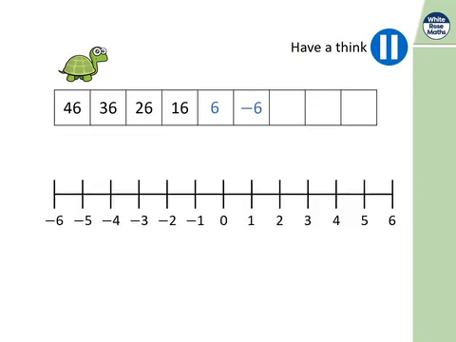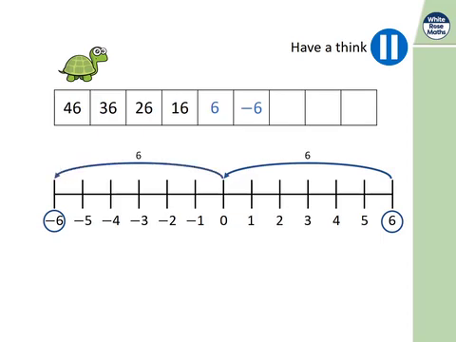Let's use a number line just to double check. So, 6 and -6. Now remember, we're counting back in tens. So the difference between 6 and 0 is 6, and the difference between 0 and -6 is 6, because they're both the same distance from 0. But that means the difference altogether is 12. So actually that's not a jump back of 10.